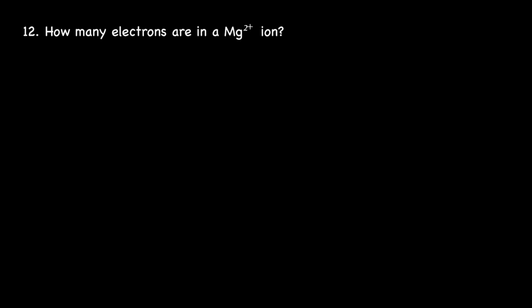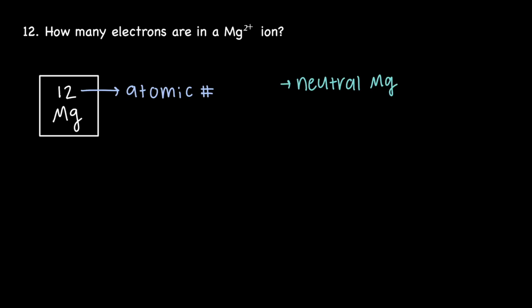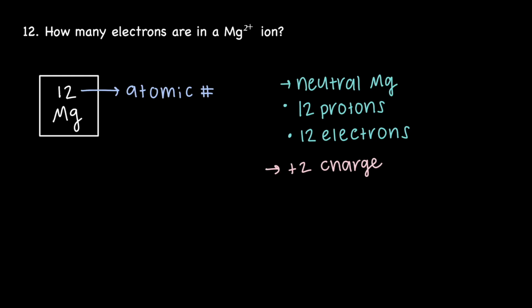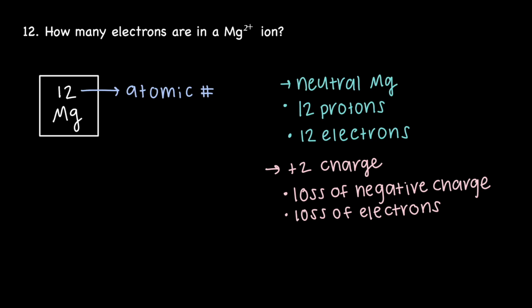Question 12. How many electrons are in a magnesium 2+ ion? Magnesium has an atomic number of 12, so a neutral atom starts with 12 protons and 12 electrons. The charge is +2. A positive charge indicates a loss of negative charge and a loss of electrons, so we take the starting 12 electrons and subtract 2. 12 minus 2 equals 10 electrons.